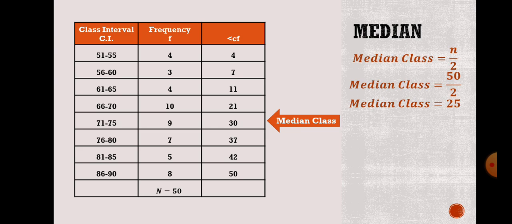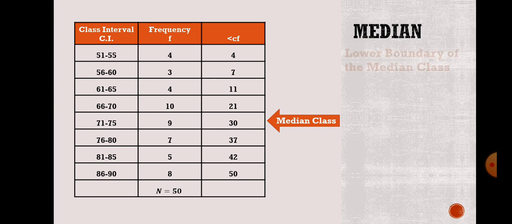So after identifying the median class, we'll be getting the lower boundary of the median class. So ano ba yung tinatawag nating lower boundary again? Lower boundary refers to the lower boundary of the lower limit. Yung median class natin is 71 to 75. So ang lower limit natin dyan ay yung 71, ang higher limit natin ay 75. So ang kailangan natin ay lower boundary. Therefore, ang kukunin natin ay yung lower boundary ng lower limit, which is 71.